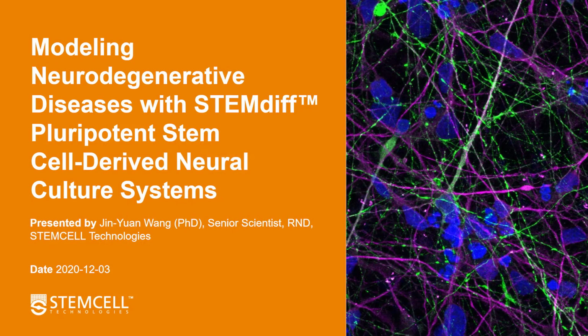In this section, first, I'd like to use a couple of published studies to show how to model neurodegenerative diseases with PSC-derived neural cells. Then I will introduce our STEMdiff 2D neural products, including forebrain neuron, midbrain neuron, astrocyte, and microglia kits. I will also show some in vitro co-culture applications using our products at the end.